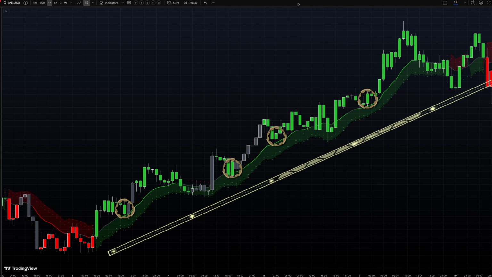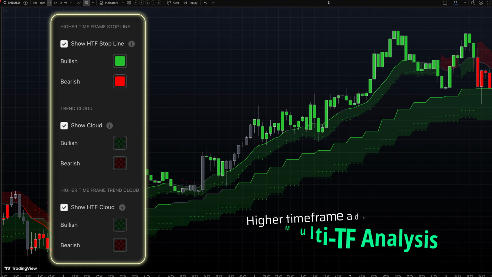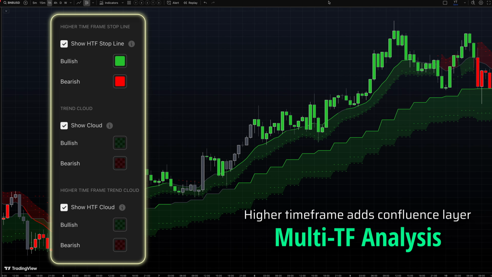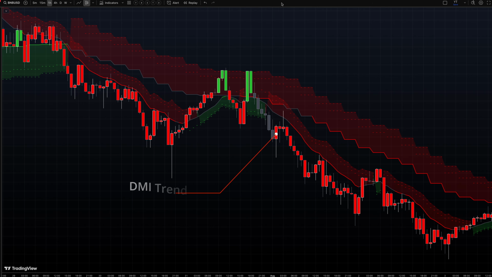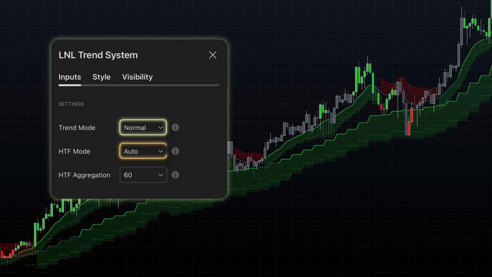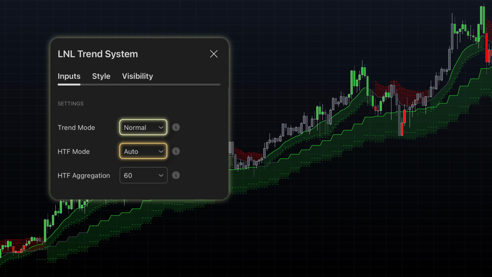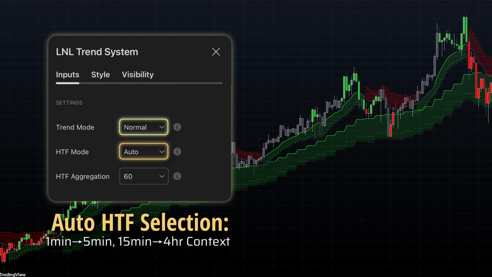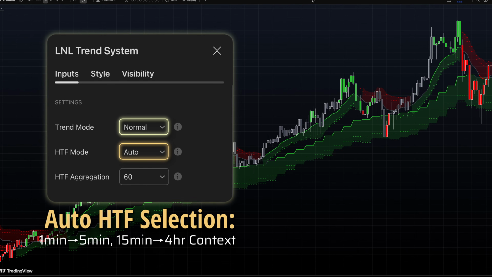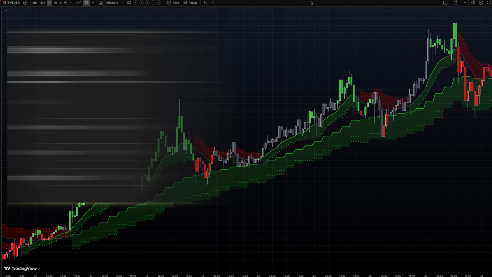Traders can identify entries when price holds above the stop line during uptrends. The higher timeframe component provides context filtering. When both timeframes align, trade conviction increases. The DMI-based bar coloring helps identify when ADX exceeds 20, confirming trending conditions versus choppy consolidation. Strategic implementation works by matching trend modes to market conditions. The automatic higher timeframe selection pairs chart periods. 1-minute charts get 5-minute HTF context, while 15-minute charts reference 4-hour trends.